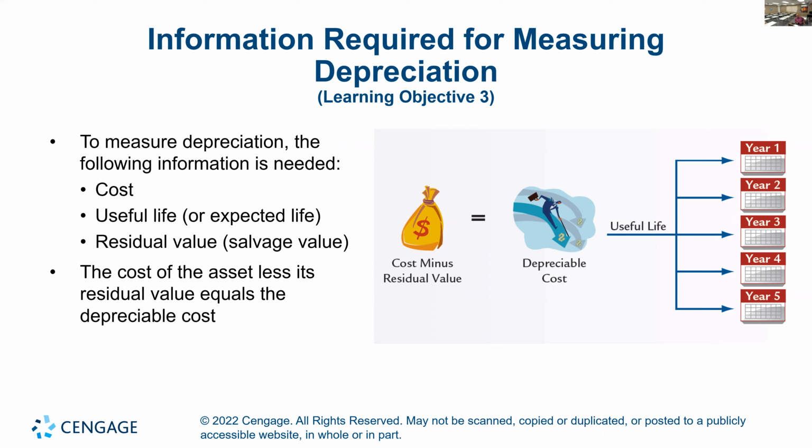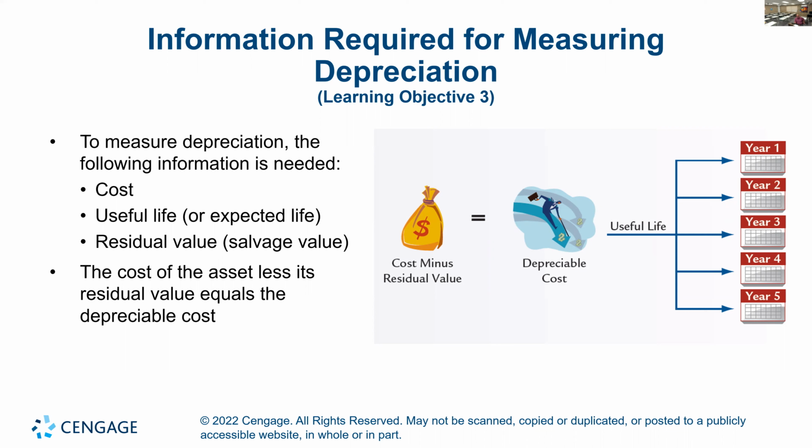2, what is the useful life? How long do we expect this equipment or this building to last? If it's a truck, do we expect it to last 10 years, 15 years? If it's a building, are we expecting to get 30 years of use out of it or 50 years of use? However long we expect to use it. And then the residual value. This is also known as salvage value sometimes. This is what the asset will be worth when we're done using it.